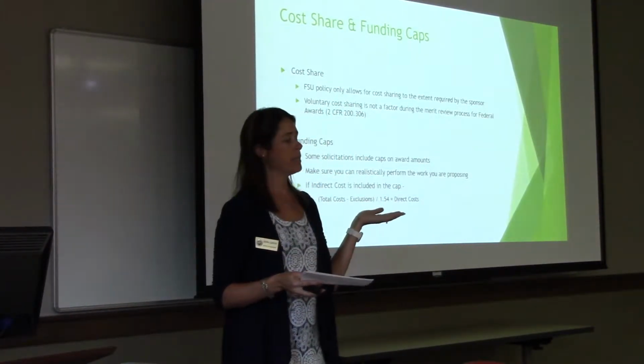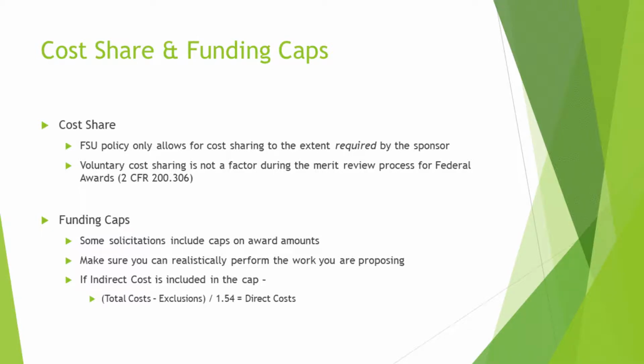FSU's policy is the only time that we approve cost share is when it's required by the sponsor. So you'll see sometimes in the solicitations it'll say, this is a $1 million project and you have to cost share 25%. So you have to contribute funds in order to be eligible for the award. When uniform guidance came out, they explicitly stated that unless cost share is required in the solicitation, it is not considered for merit review. So back under 821, we used to get a lot of, this will make my proposal look better if I say we're contributing money. But with uniform guidance, that's not the case.